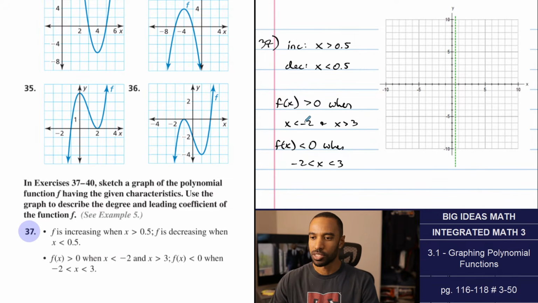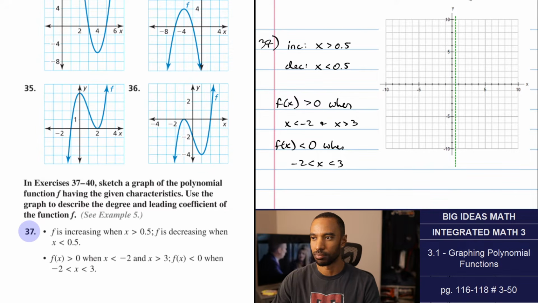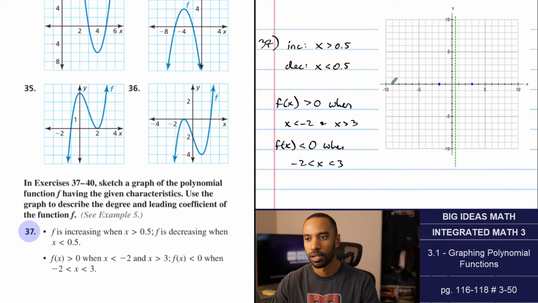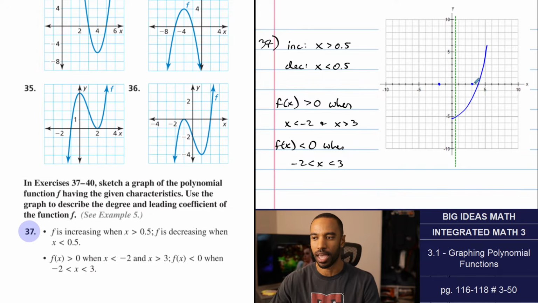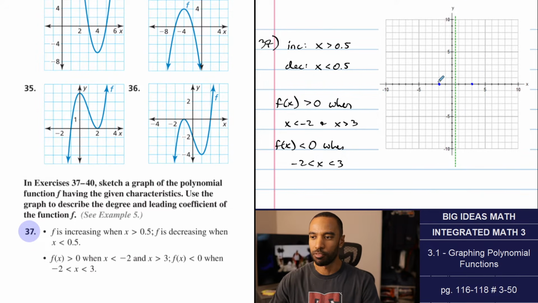Now, when x is -2 and 3, those are critical points to us. -2 and 3, you want to imagine, are x-intercepts. This is where it changes sign for the graph. So it's increasing all the way here, and it's negative up until, oh, sorry. Oh, I'm sorry, I have this the wrong way. It's increasing when x is greater than 0.5. So I said it the wrong way. It's increasing here, it's decreasing there. Okay, anyway. F of x is positive when x is less than -2, and it's positive when x is greater than 3. So it's starting from the top, starting up, finishing up, right?